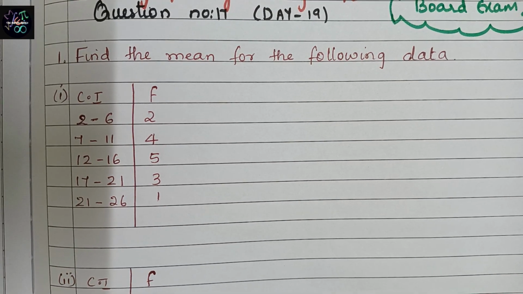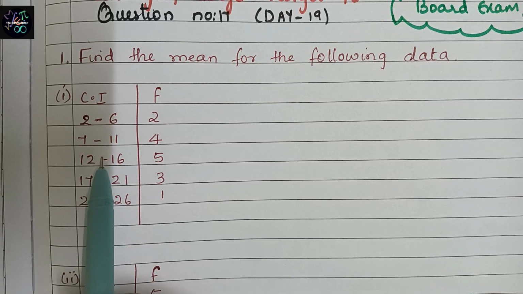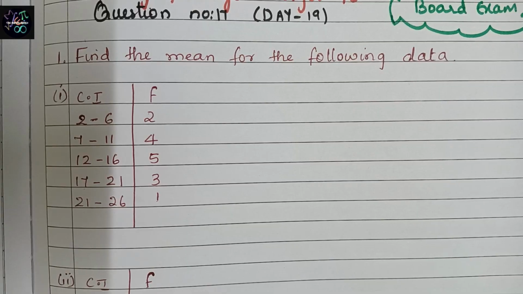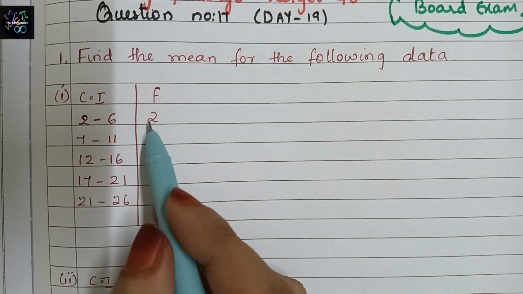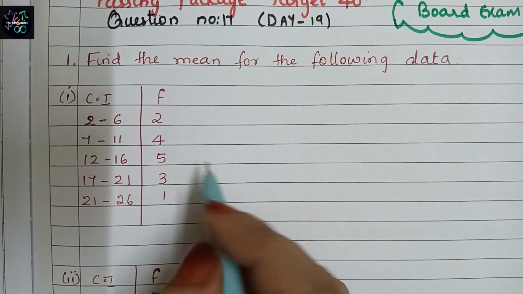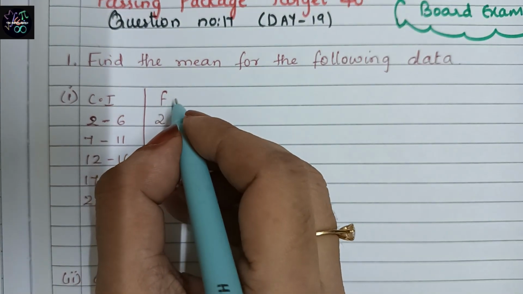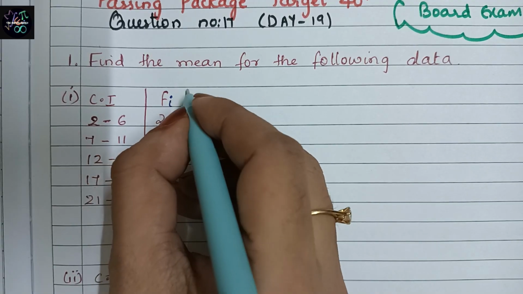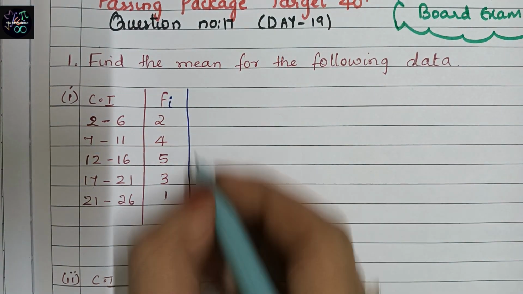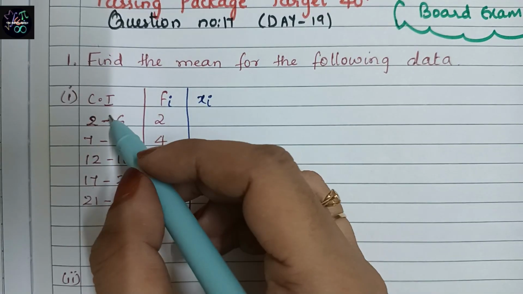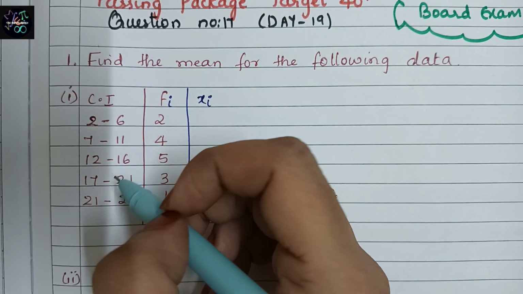So here the class intervals they have given are 2 to 6, 7 to 11, 12 to 16, 17 to 21 and 21 to 26, and the frequencies are 2, 4, 5, 3, 1. So the first step, this is the question. As we get the question, we should write it in this way, and we should write fi. Then we should put one column, and that is written as xi. Xi is nothing but the middle number of this class interval.